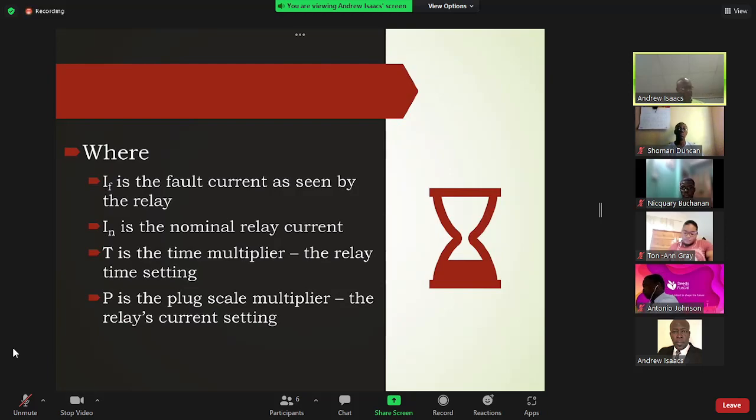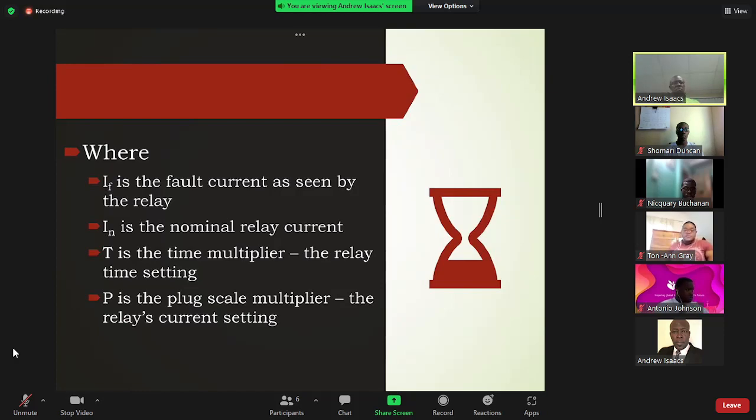All right. So in terms of the related types that we'll be looking at, for your electromechanical, we derive those. And then for your static, we use the formula.